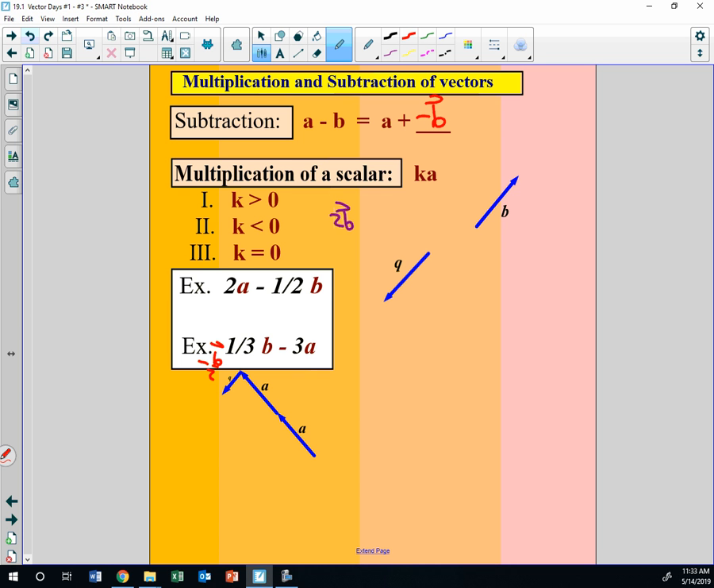So then when I draw that resultant, that is 2A minus half B. This is R. You try this one, 1/3 B minus 3A. Give that one a try.